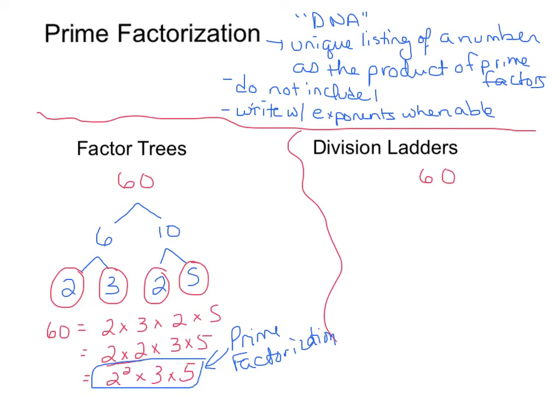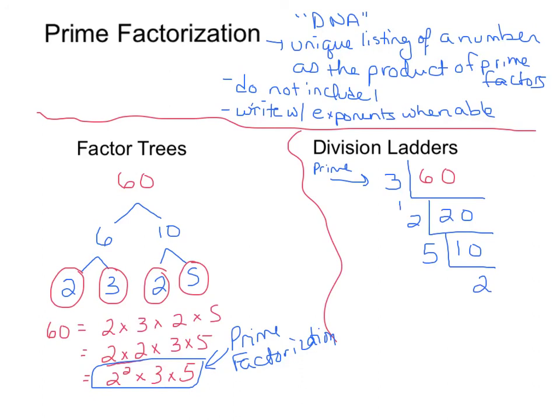For division ladders, I'm going to take the same idea, but using my rules for divisibility, I'm going to think, what is 60 divided by? Particularly, what are the prime numbers that go into 60? So using prime numbers only, 3 goes into 60 20 times. Okay, what's a prime factor that divides into 20? Well, 2 is. So 2 goes into 20 10 times. Prime factor, it's divisible by 5, which leaves 2.